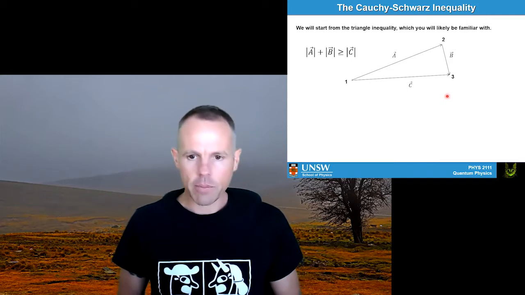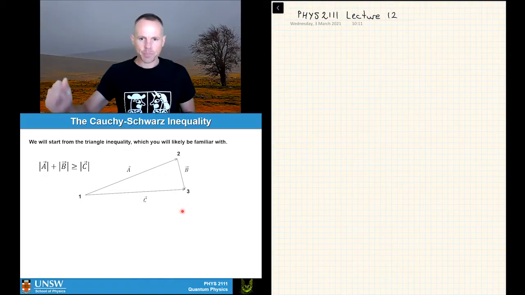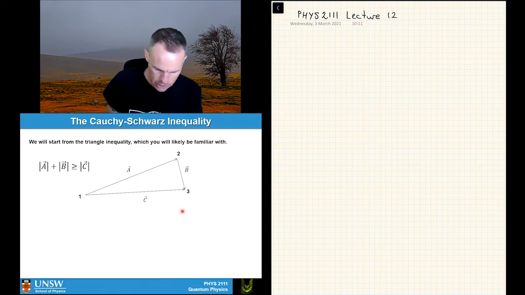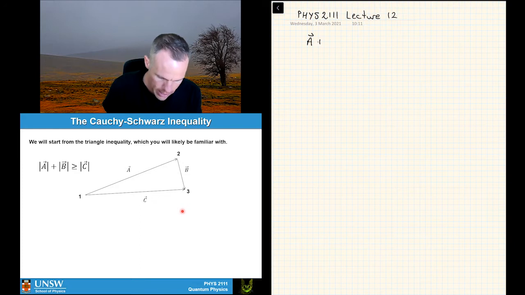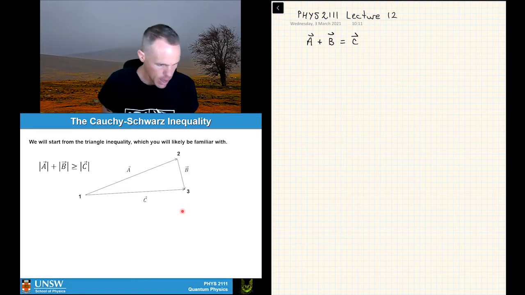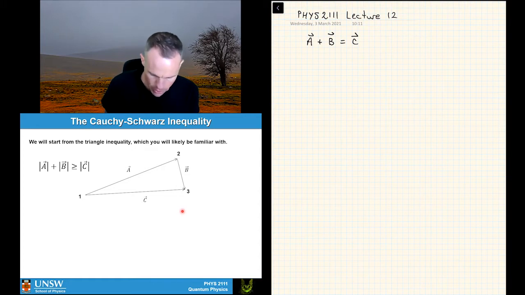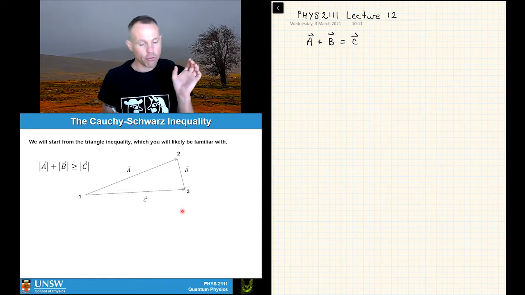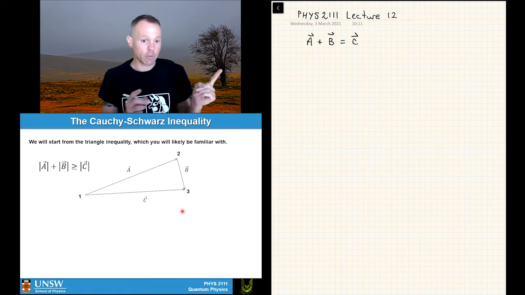Okay, so to come down this road, I'm going to need some paper. And where we're going to start is just with the idea that if we take some vector A and add it to some vector B, we get some vector C, okay? Add together in a triangle. And we know that the length of the side C is going to be less than the sum of the other two lengths.